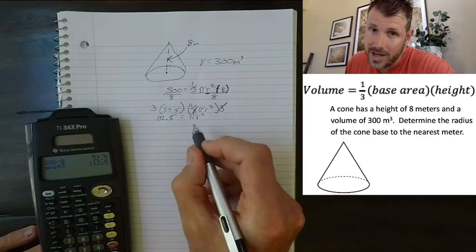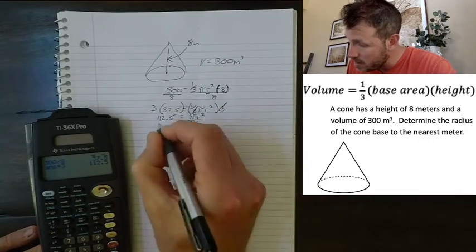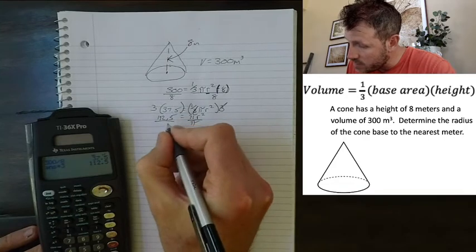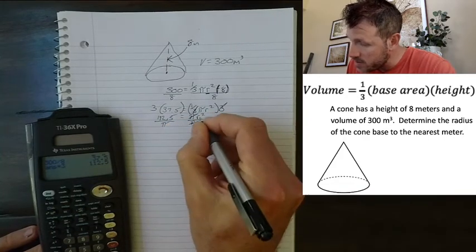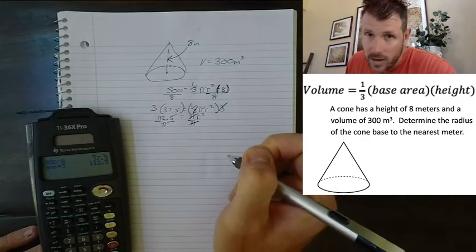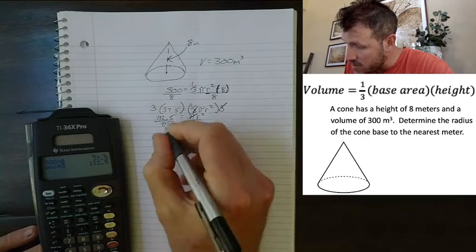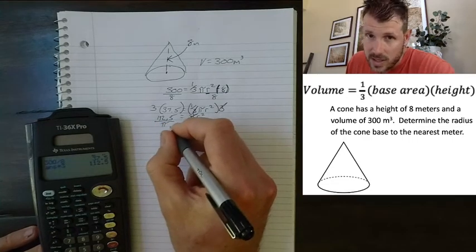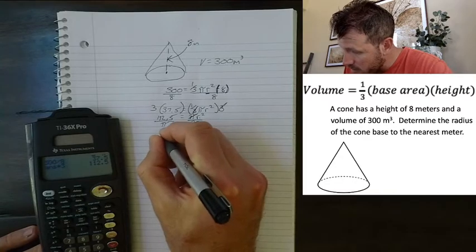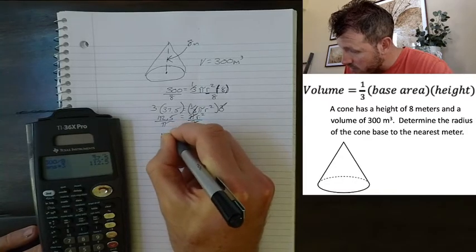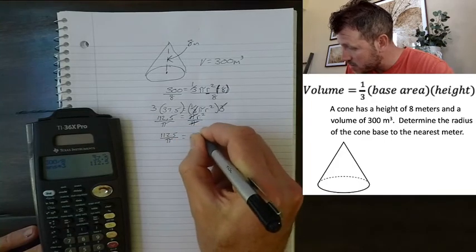Now if you remember, pi is just a number, so we can just divide that out too. Go 112.5 divided by pi. Pi cancels, leaving us with our radius squared. So now we've got, and I'm just going to leave this as it is like this. And we have 112.5 divided by pi is equal to the radius squared.